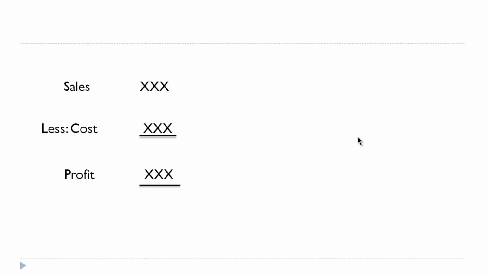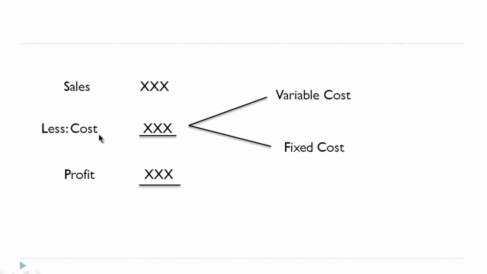This cost can be divided into two. One is variable cost and the other one is fixed cost. So the cost can be divided into two components. So instead of writing here a single cost, I'll divide the cost into two. So I'll rewrite this now.